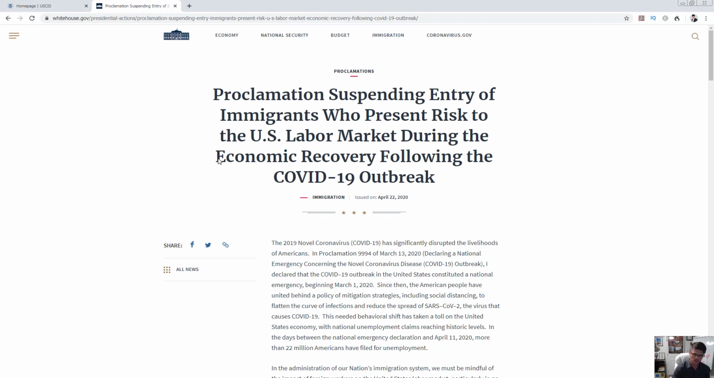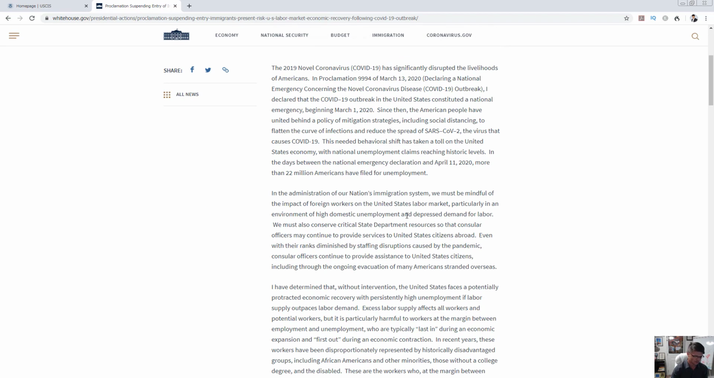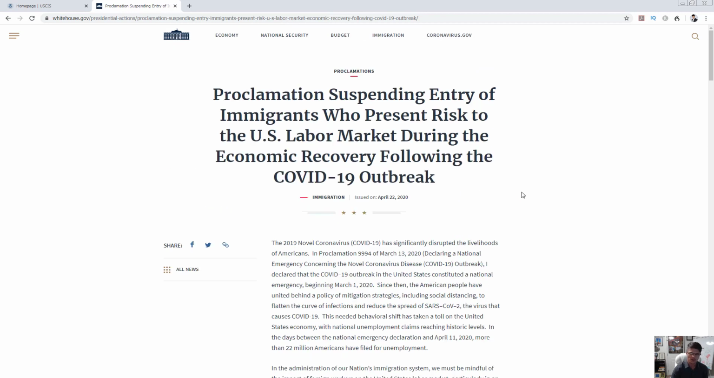So right off the bat I want to point out that this is not in any way related to people with green card applications or something like that. If you are here in the United States and you have your green card application in process, this is in no way related to you. This proclamation is specifically regarding the entry of immigrants, so it's for people who are outside of the United States. This is who it is, and of course there are plenty of exceptions which I'm going to talk about.